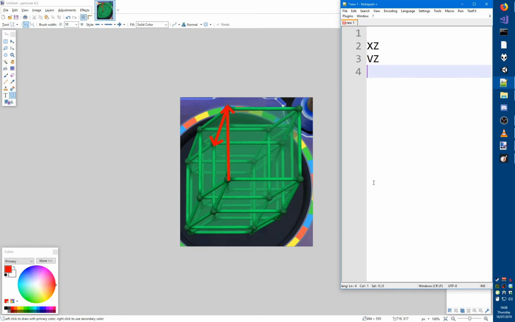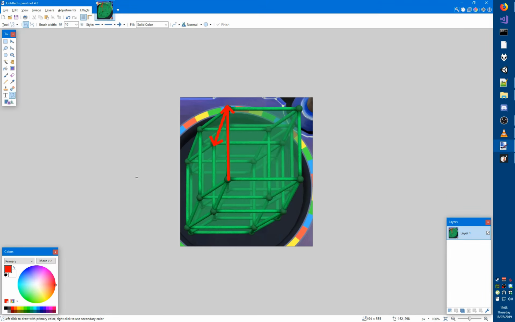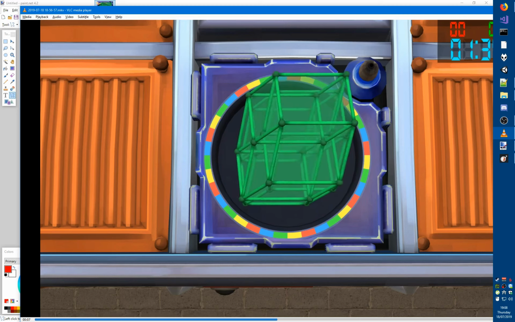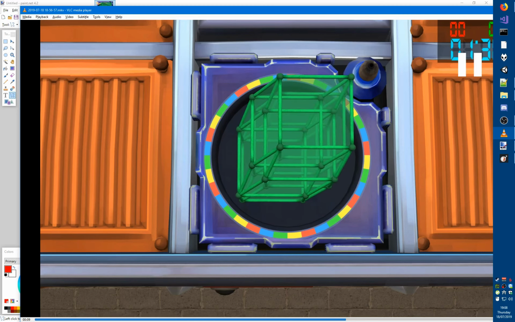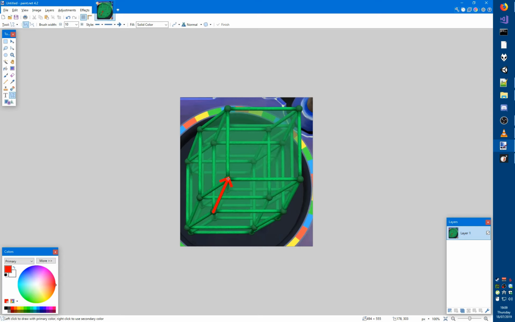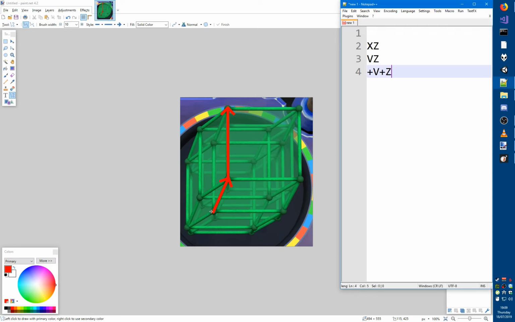Now to convince yourself that it is in fact VZ, we can look at the same thing again, but this time take a look at what happens to the positive V line, for example this one. Take a look at this line and see what happens to it. There we go. You will have noticed that that line became this line. So if we were to write this down, it would be plus V plus Z, which is just VZ. So we get the same result regardless of which of the two axes we look at.